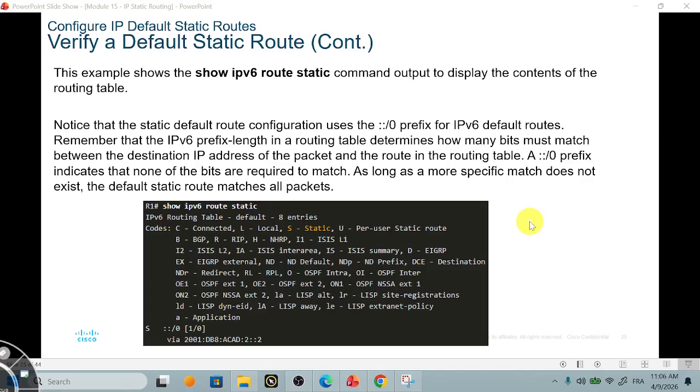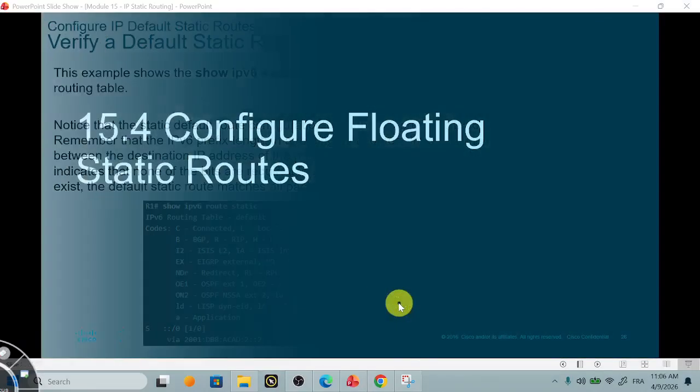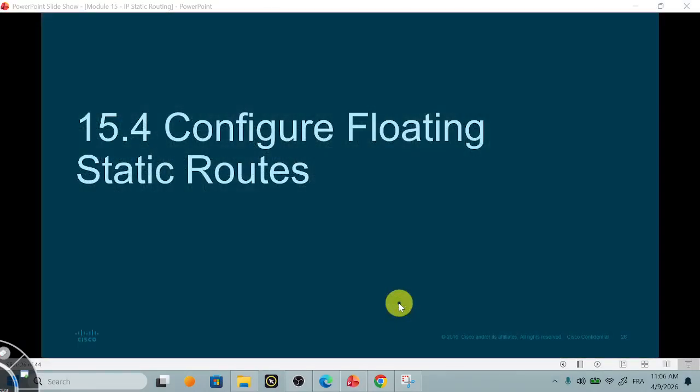You see? And via the address. So that is how to define the default static route. Now let's configure a floating static route. What does it mean, floating static route?